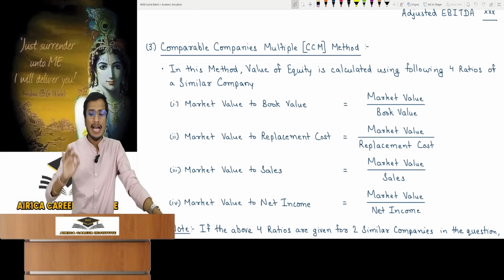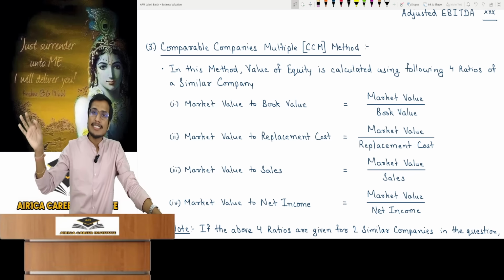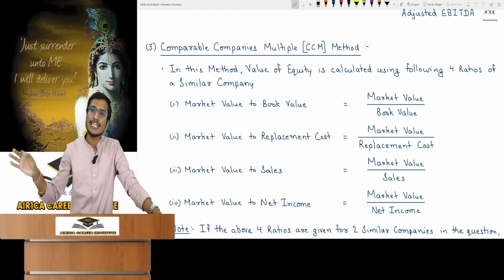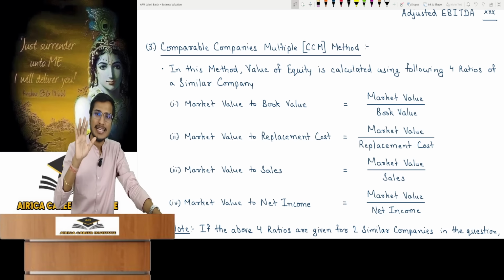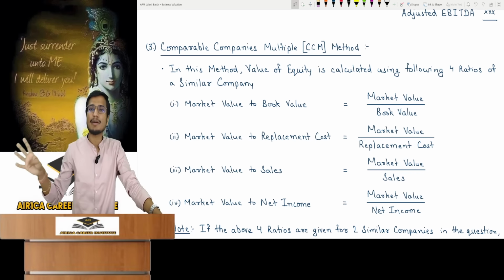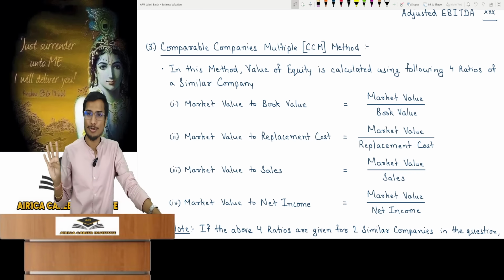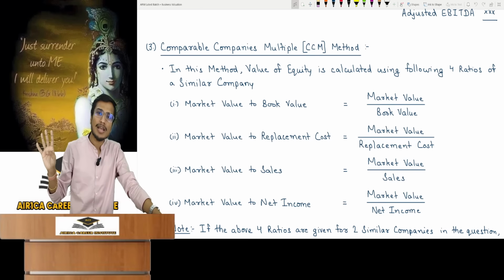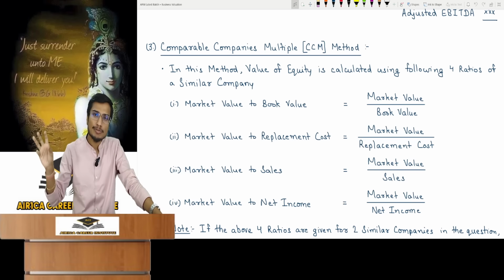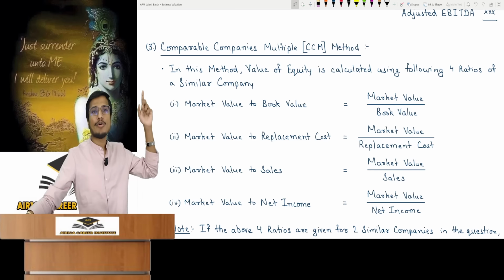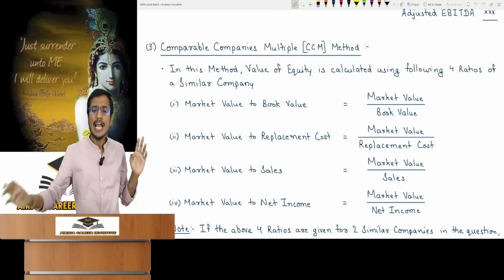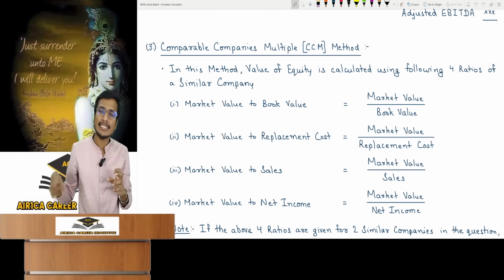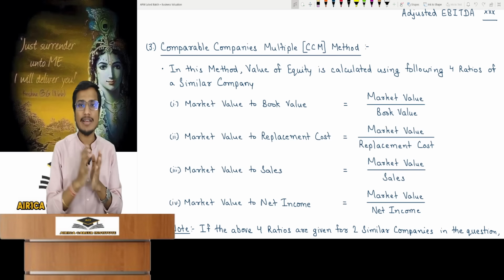Understand this method. You will take a similar company, and then for that comparable company, you will identify 4 distinct ratios. Until now, a similar company's multiple was used. We used one ratio, and multiple means ratio. This time in this method, you will use 4 ratios of the similar company. Those 4 ratios that you will be taking, and the value that will come from using those 4 ratios, will be the value of equity. In this method, the 4 ratios taken from the similar company give you the value of equity.